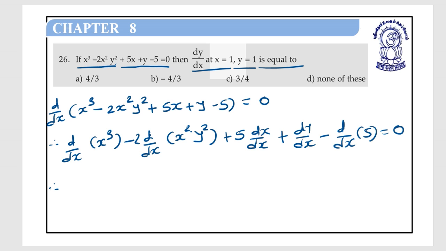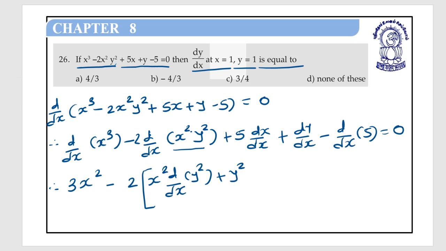So x cube, d by dx of x raised to n is equal to n into x raised to n minus 1. So you can write 3x square minus 2. Here you have to use product form, d by dx of u into v. So take x square as it is, d by dx of y square plus y square as it is, d by dx of x square, plus 5 dx by dx means 1 plus dy by dx, constant term 0 is equal to 0.